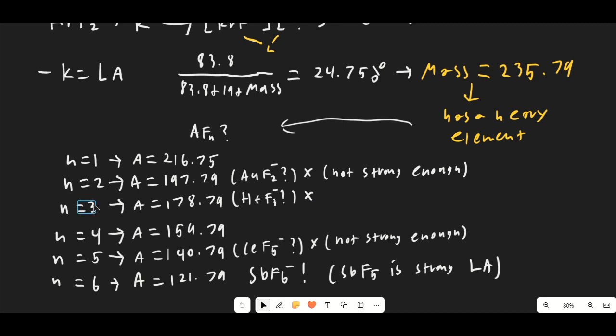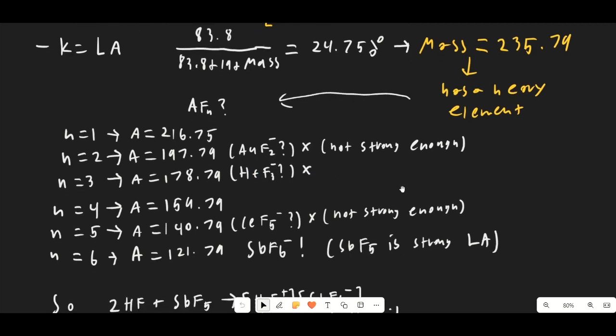Then if we assume n equals 3, we get HfF3-, which just does not work out with the oxidation state of Hf. It's just not common. It's probably not what we're looking at. If we set n equals 5, we get CeF5-, and again, CeF4 in theory can work as a Lewis acid, but it's just not going to be strong enough to rip that fluoride away from KrF2.